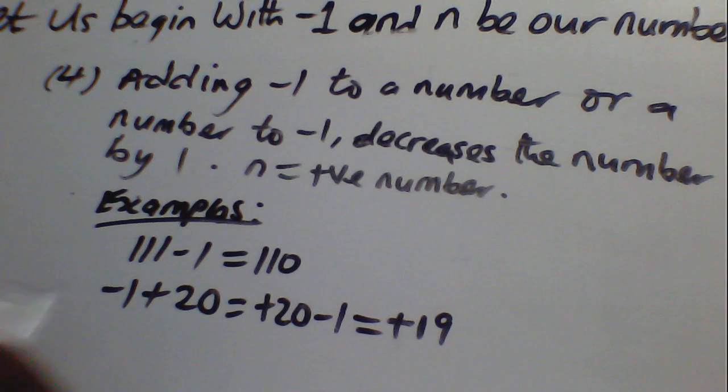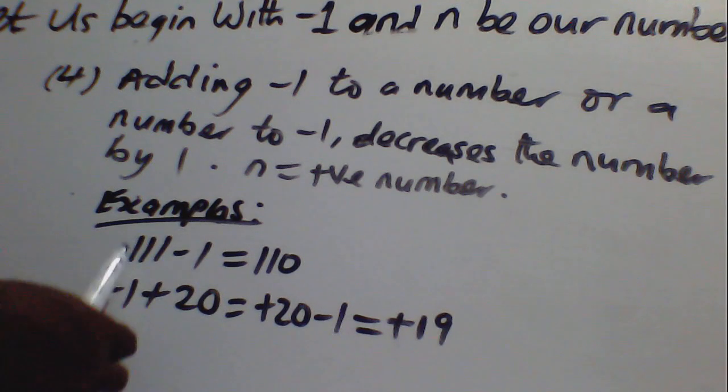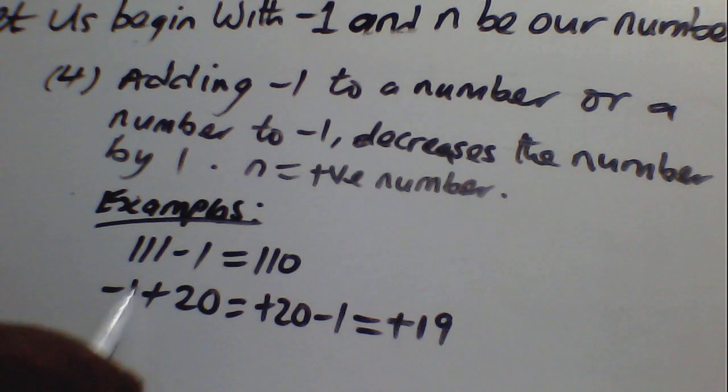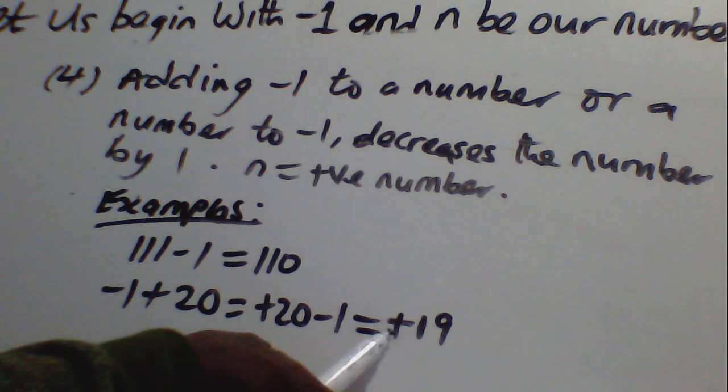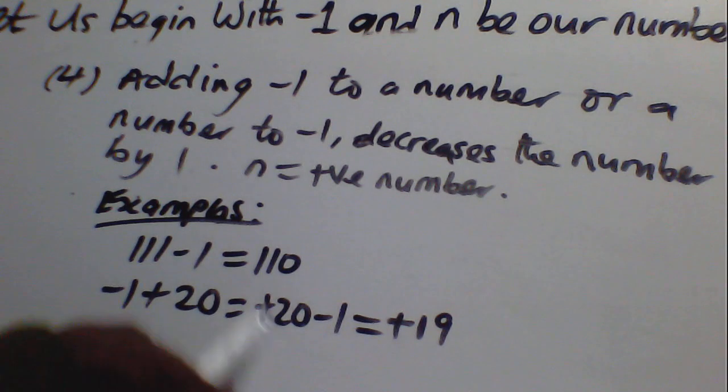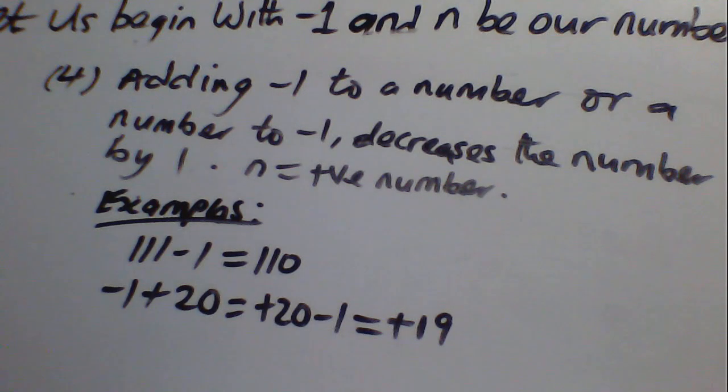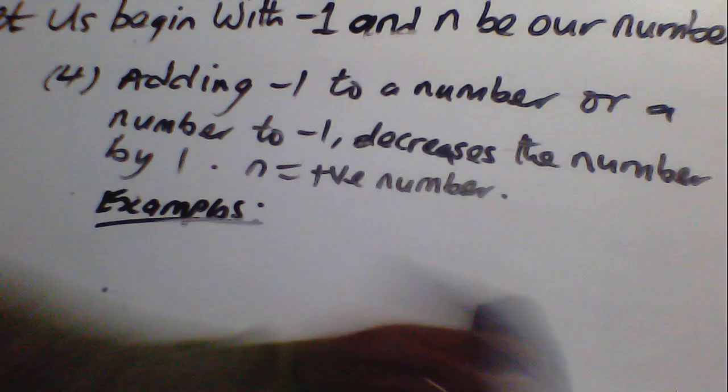So subtracting 1 from a number or adding minus 1 to a number, in this case adding minus 1 to this 20, is equal to what? Decreasing the number itself by 1, and that gives us plus 19. But this is not true for when the number is negative. So let's look at when the number is negative.